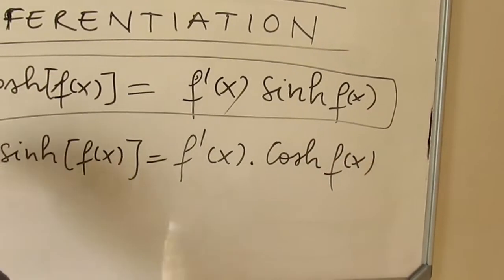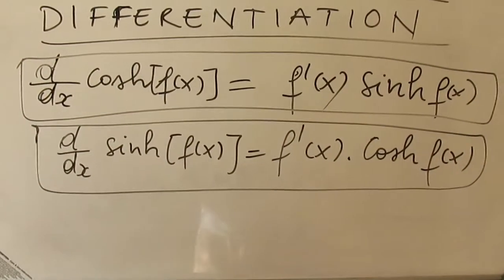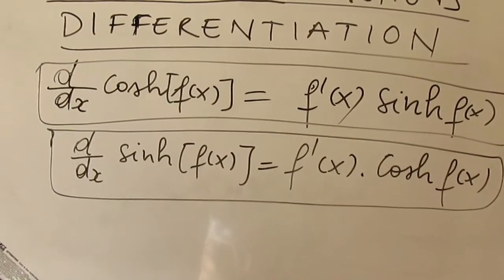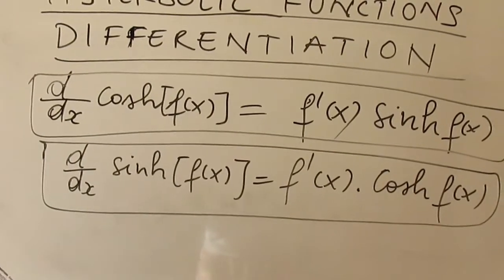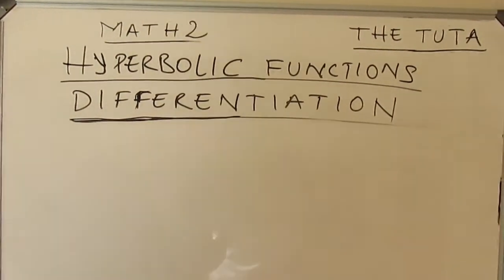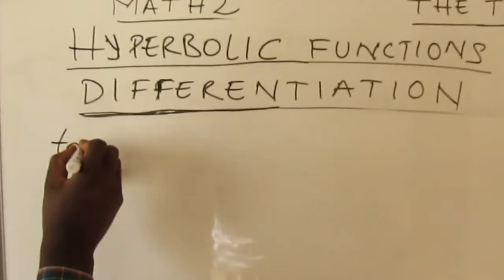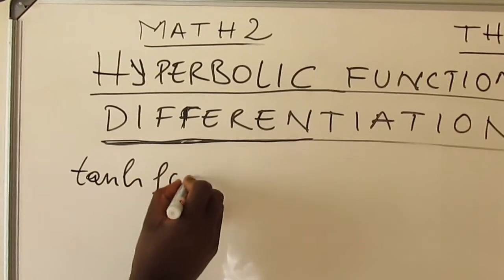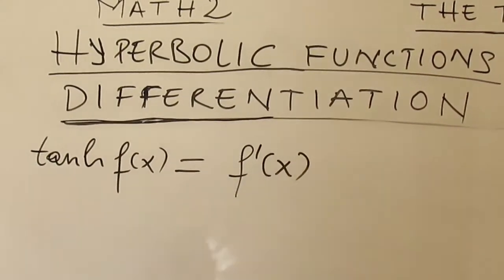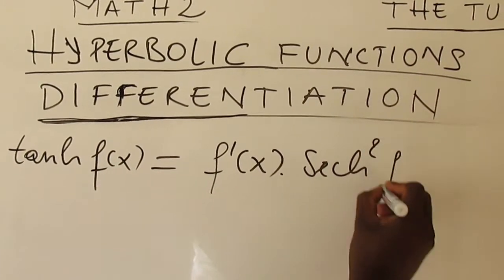You see, guys, from these two, you can differentiate all the remaining functions, tanh, cosech, sech, by using the identities that you know already. And the formulas are still there. Guys, apart from sinh and cosh, we can also take the derivative of tanh of f of x. When you derive this, you derive f of x, then you multiply it by sech squared of f of x.